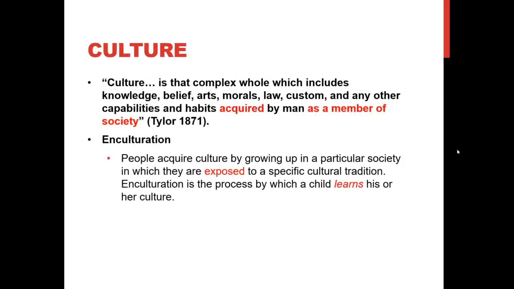So let's go over the definition one more time. Culture is that complex whole which includes knowledge, belief, arts, morals, law, custom, and any other capabilities and habits acquired by man as a member of society, right? Now, the two things I want you to pay attention to here are acquired and as a member of society, right? So acquired means to obtain. The reason why I don't love this word in this definition is that you cannot obtain culture. Not because you can't have it, but because it's always changing.